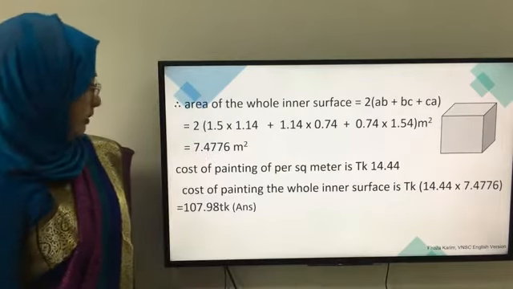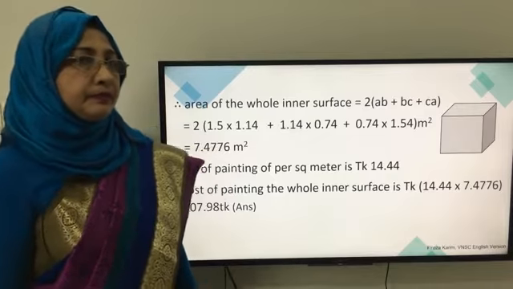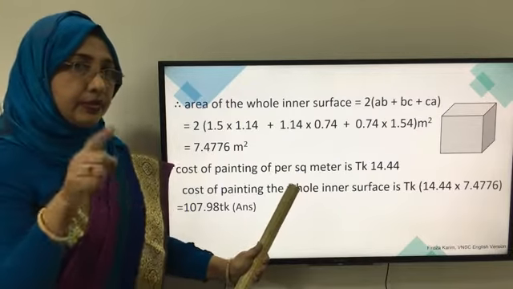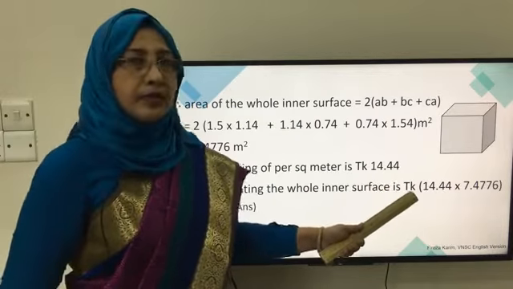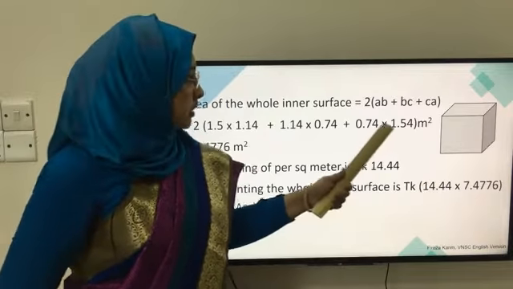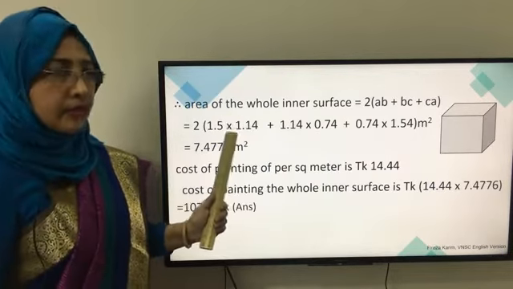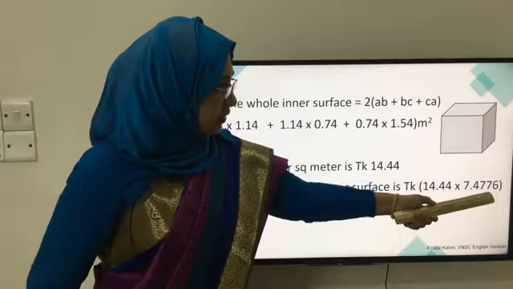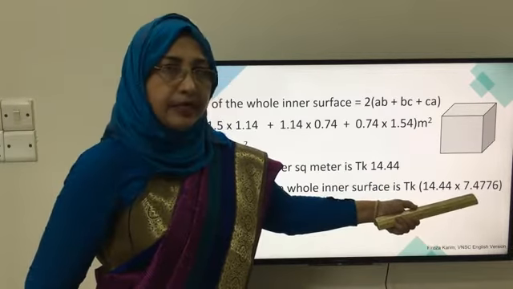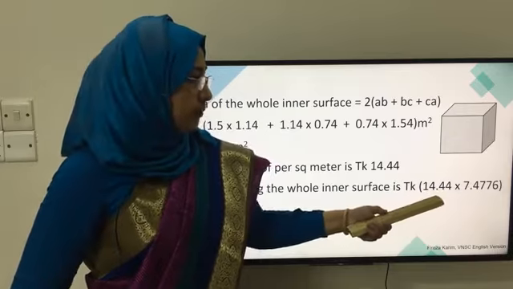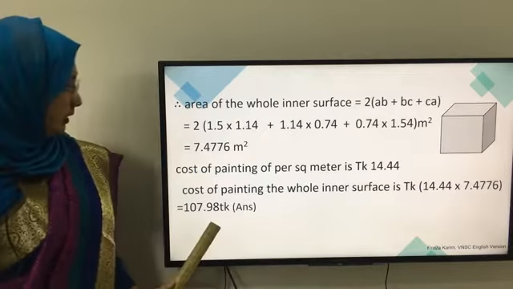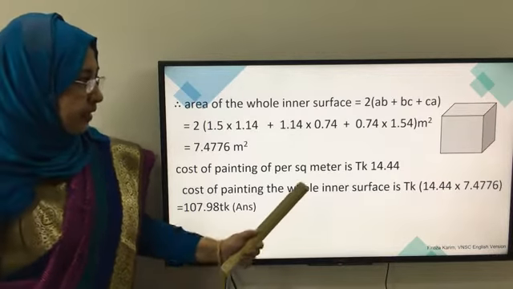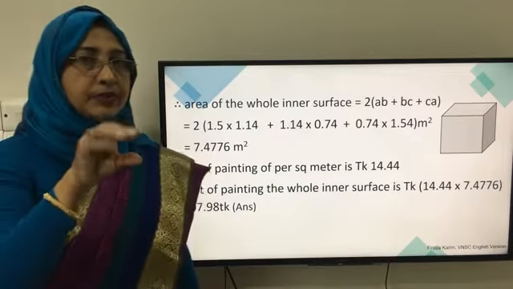Okay, but there is one more question. The cost of painting per square meter inside the box is 14.44 taka, and we have to find the total cost of painting the inner surface. So the total cost should be: 7.4776 was the inner area, so it should be multiplied with 14.44 and we got taka 107.98. That is the total cost of painting the inner area of the box.